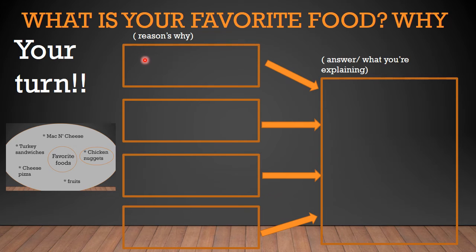So I had, they are hot, they are crispy, they can be eaten with different sauces, and they may come with a toy. So I have 4 reasons, and these 4 reasons point into what my favorite food is. So again, please make sure you have your one-sided flow map correctly filled out before moving on with this presentation.